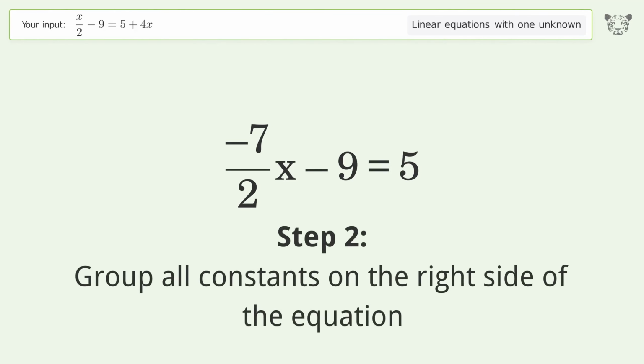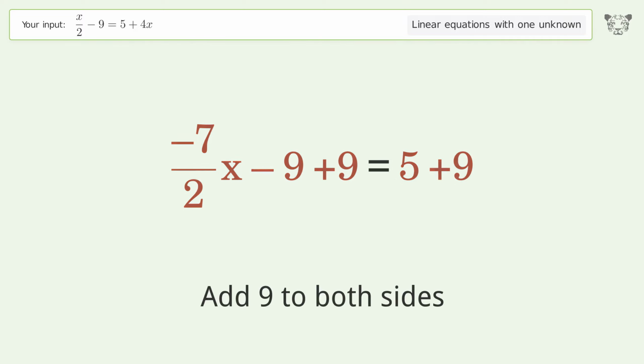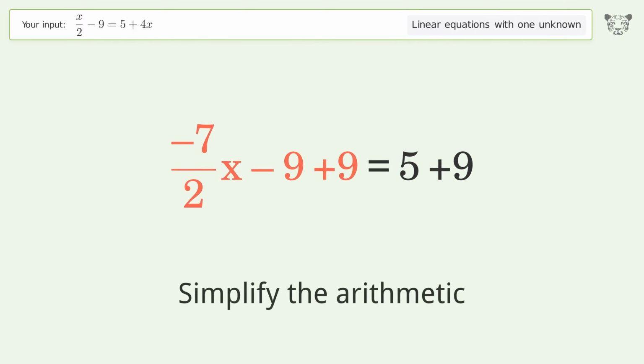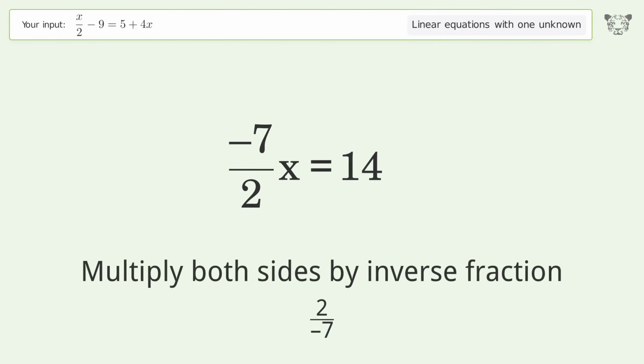Group all constants on the right side of the equation. Add 9 to both sides. Simplify the arithmetic. Isolate the x. Multiply both sides by inverse fraction 2 over -7.